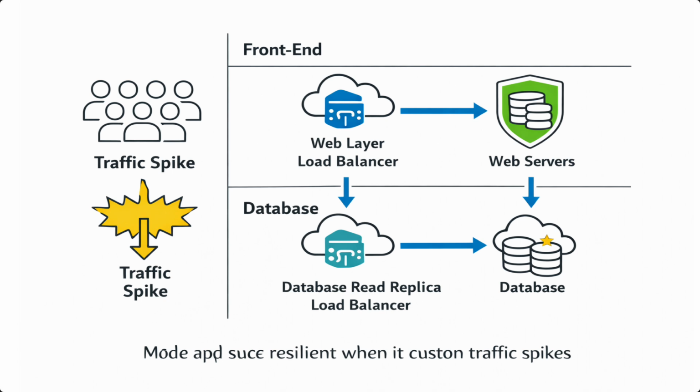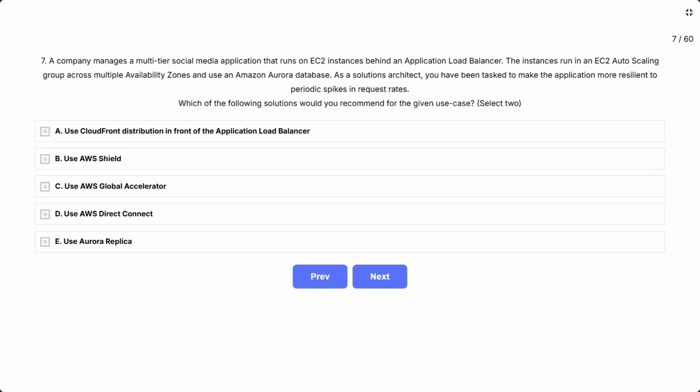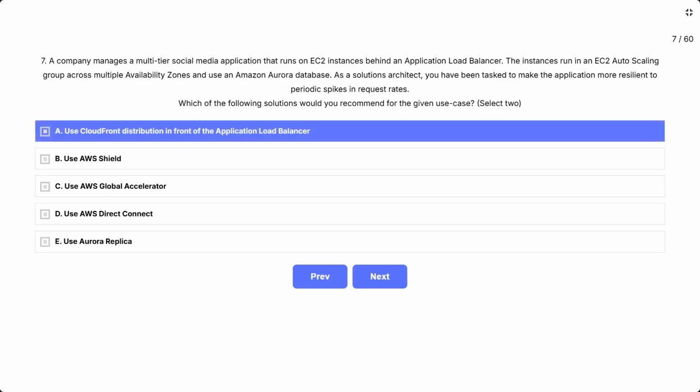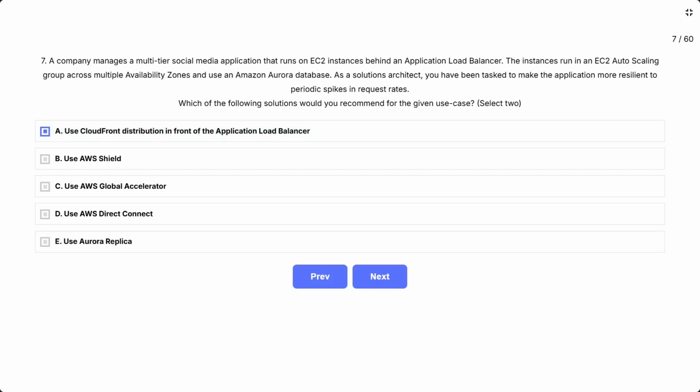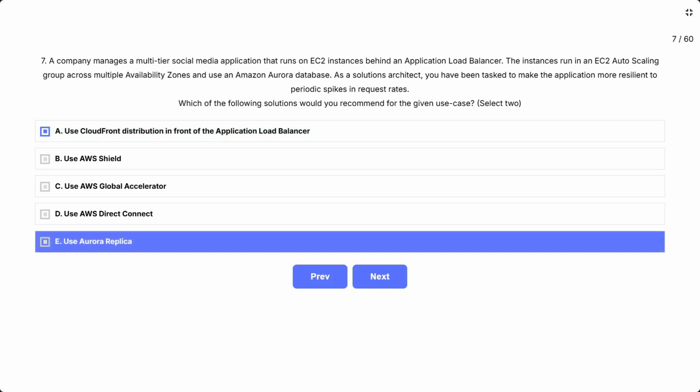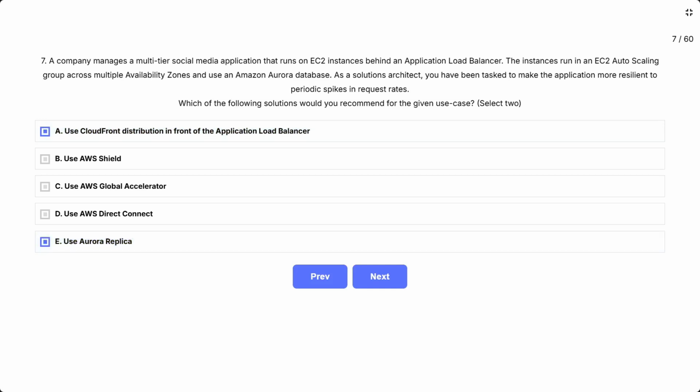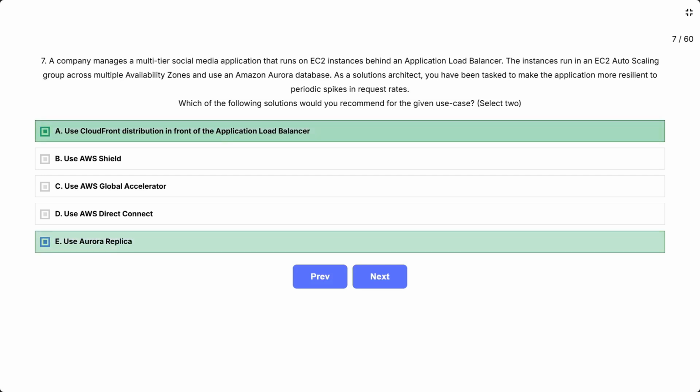This question asks how to make a social media application more resilient when it experiences sudden traffic spikes, like when a post goes viral. Think of it as, how do I protect my application's front-end web layer and back-end database layer from being overwhelmed during traffic surges? The correct answer, A. Use CloudFront distribution in front of the application load balancer. E. Use Aurora Replica.